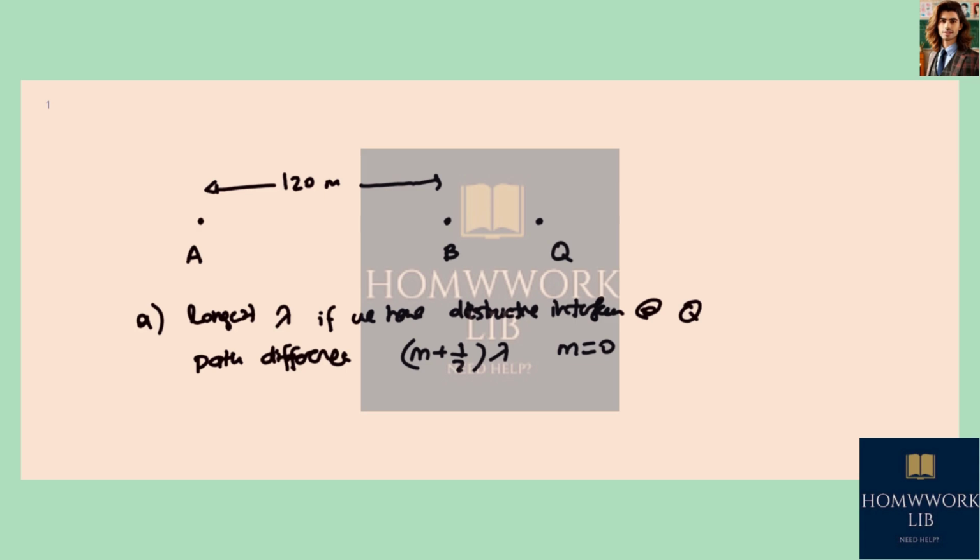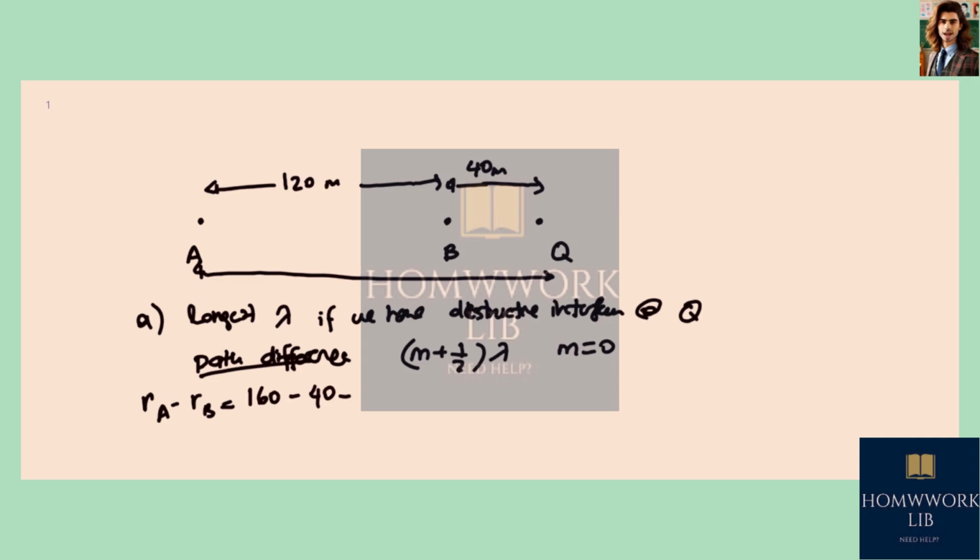So let's look at the path difference for what's given to us in the problem. Oh, okay. We forgot to mention that the distance from antenna B to the point that we're interested in is 40 meters. So then the path difference would be RA minus RB. If this is RA, meaning 160 meters, minus 40 meters is 120 meters. So this is the difference in path at point Q.